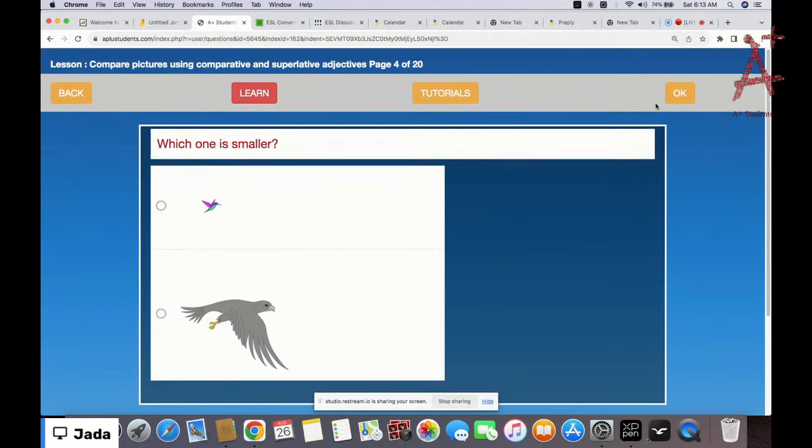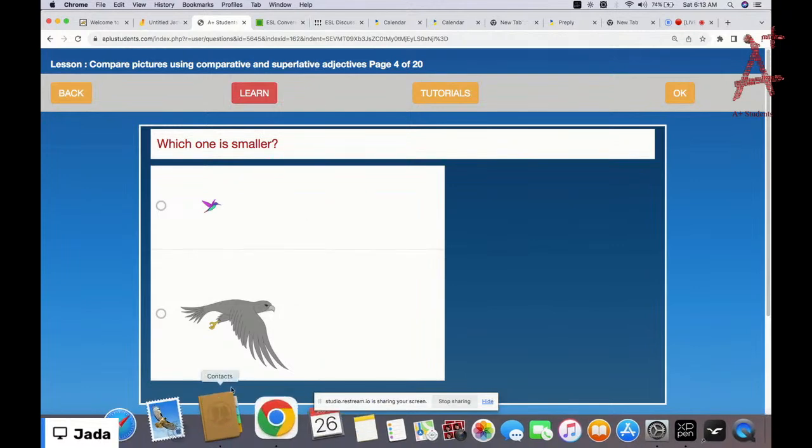Now the next one is which one is smaller? Is it the first one or the second? Well, it's the first one because we can barely see it. It's very small. But the second one is big. It's an eagle. So the first one.